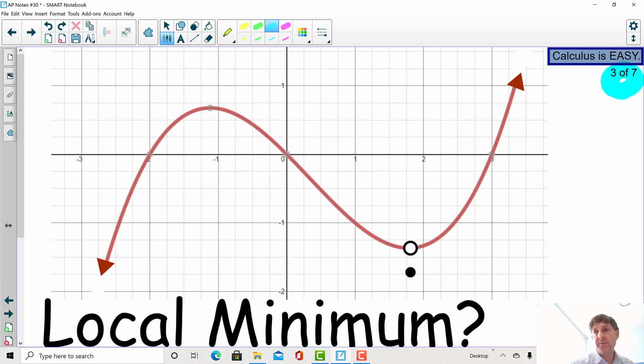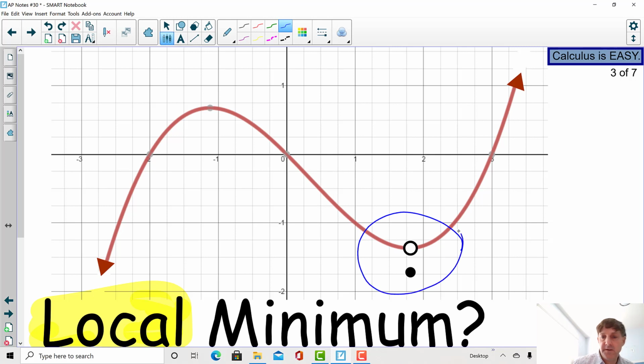Okay, this is question number 3 out of 7 questions. For this one, they're just asking, is this a local minimum or not? We know it's not an absolute minimum because the function goes down forever. But how about a local minimum? Well, in order for this point to be a local minimum, it would have to be the lowest value inside of any interval that contains that point. So I would say yes, this is a local minimum.